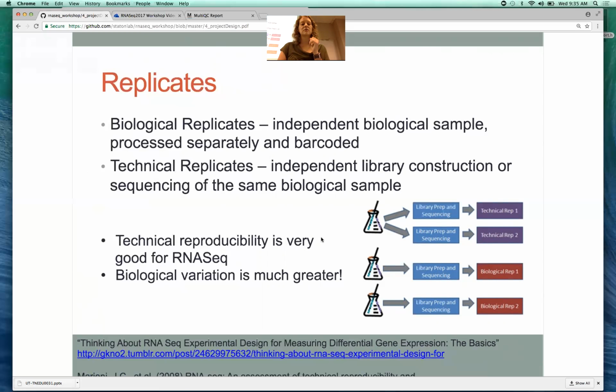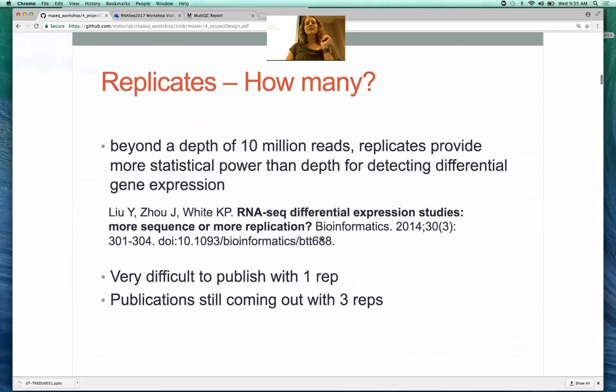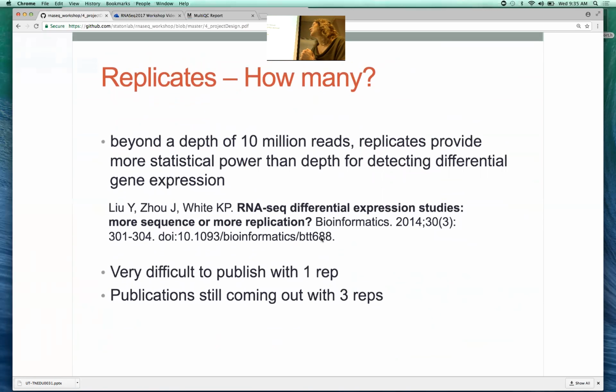So yeah, understanding the difference between those two is very important. The question I get asked very frequently is, how many replicates do I have to do? And this does depend on your organism of interest. It depends on the journal that you're targeting. But there's excellent evidence that beyond a depth of 10 million reads, replicates provide a lot more statistical power than depth. So as many replicates as you can afford is probably the right answer.